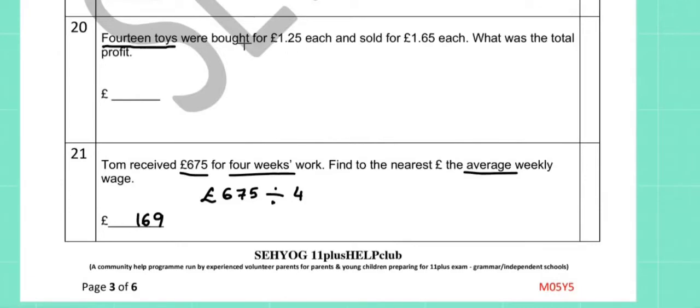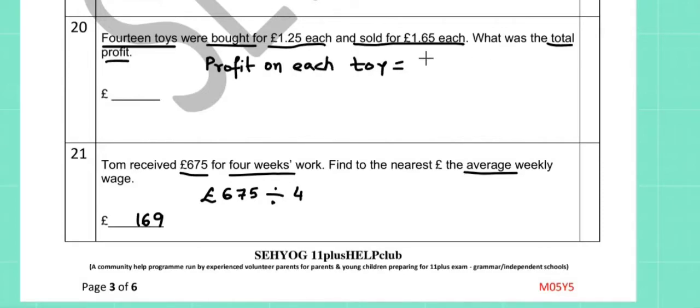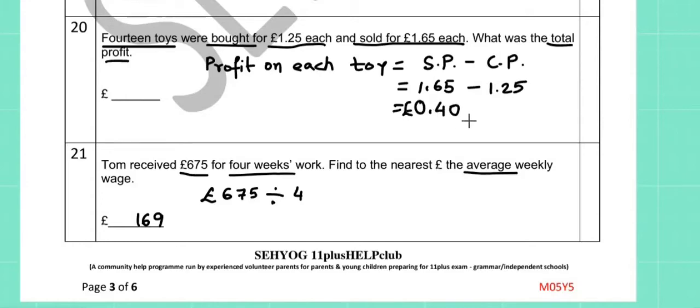In question number 20, 14 toys are bought for 1.25 pounds each and sold for 1.65 pounds each. So, we will find the total profit. Before that, we will find out the profit on each piece of toy. So, that is 1.65 pounds selling price minus 1.25 pounds cost price, which gives us 40 pence profit on each toy.